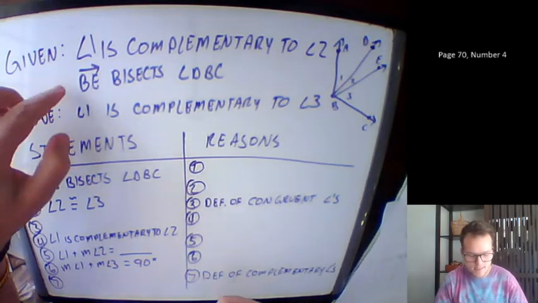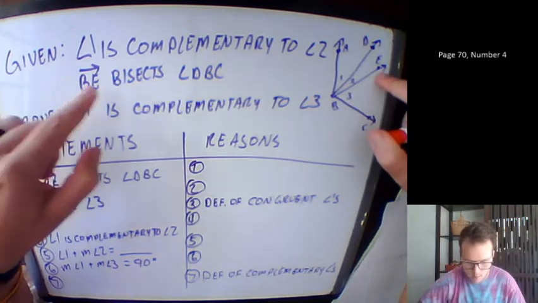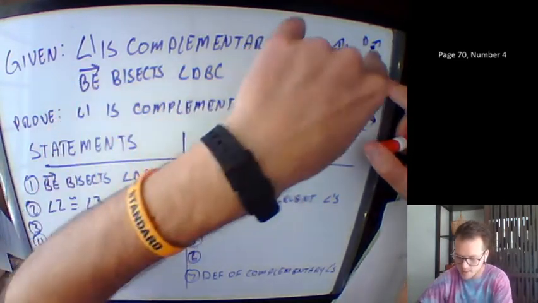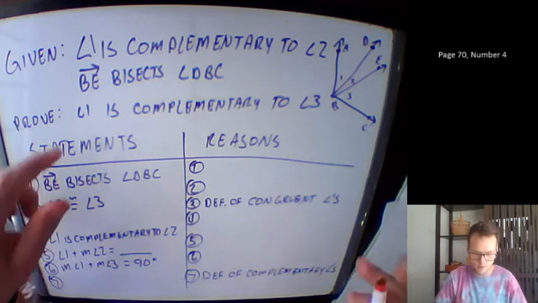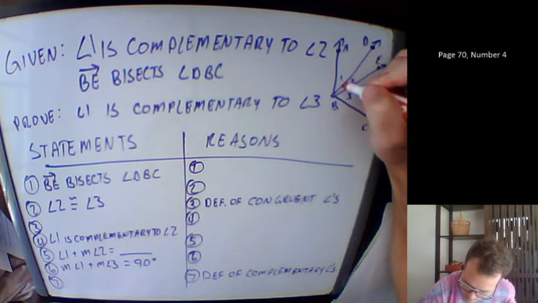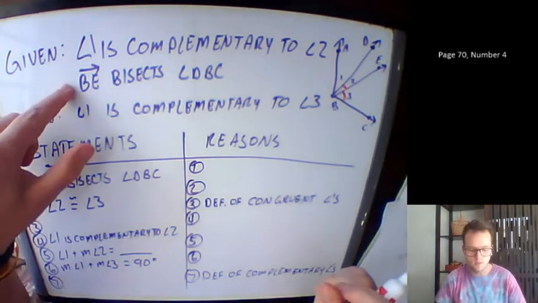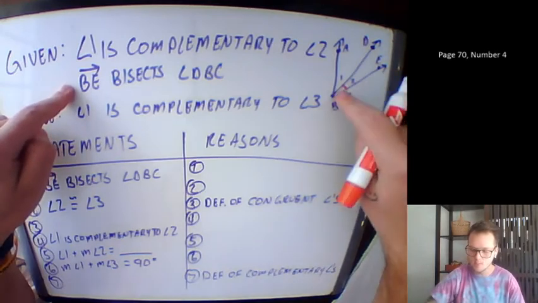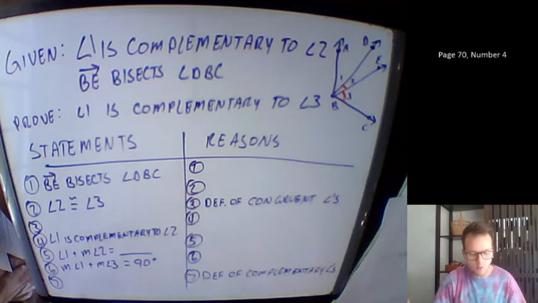Additionally, we can see that ray BE bisects DBC. So let's draw something in our picture real quick to represent that. If we know that that ray is bisecting, that means angle 2 and angle 3 are going to be congruent to one another, because ray BE is chopping DBC in half. So that's a really important thing.